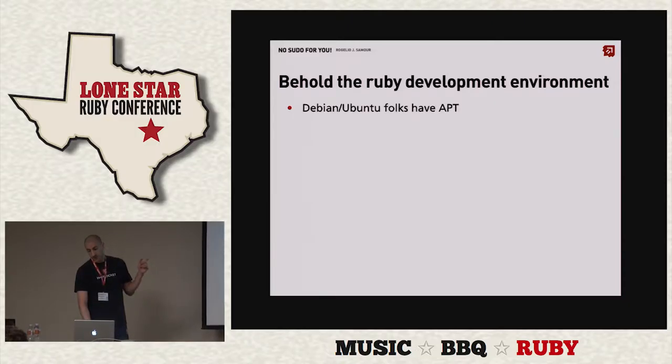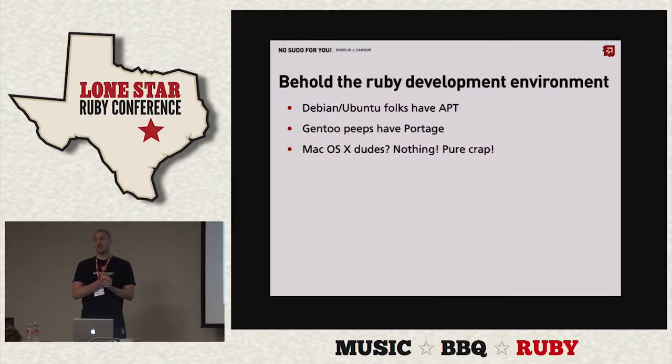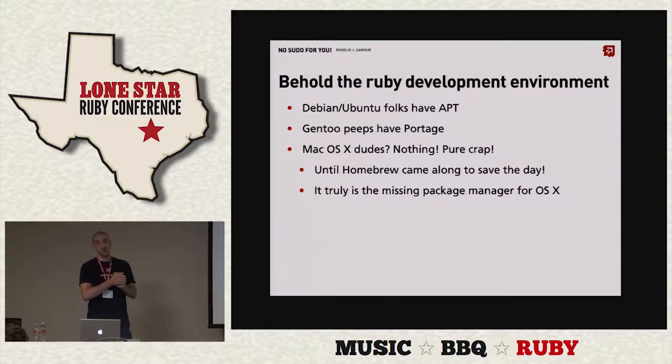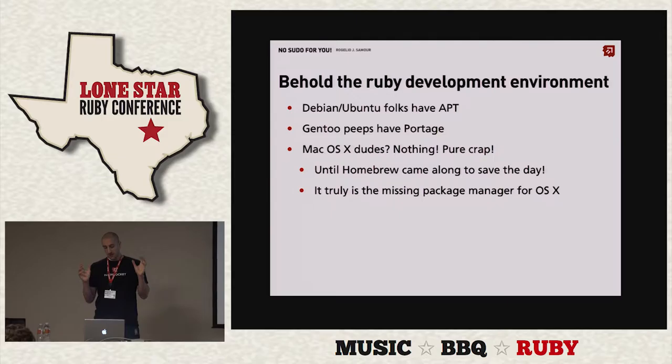Debian and Ubuntu folks have apt. Gentoo peeps have Portage, which is pretty awesome. I love Portage, by the way. Mac OS X dudes, nothing. Pure crap. That's what I think. Nothing until Homebrew came along, to save the day. It is truly the missing package manager for OS X. And I'll give you a brief synopsis. I'm not going to go into how to install it. I'm just going to gloss over it for the purposes of expediency.